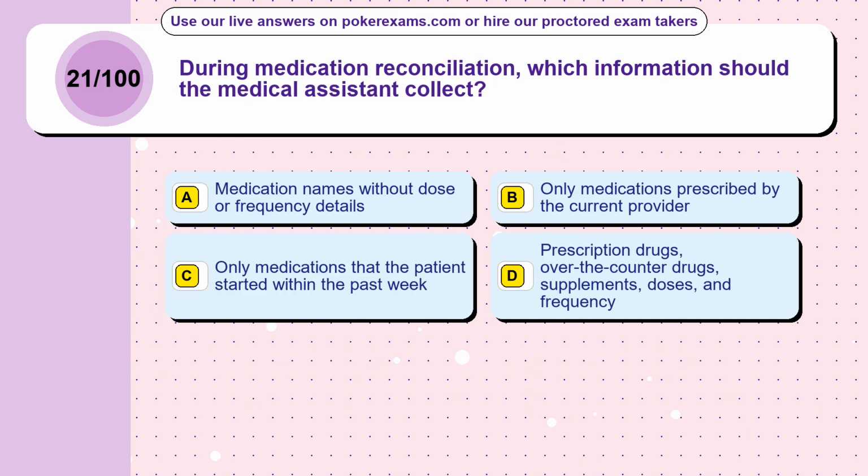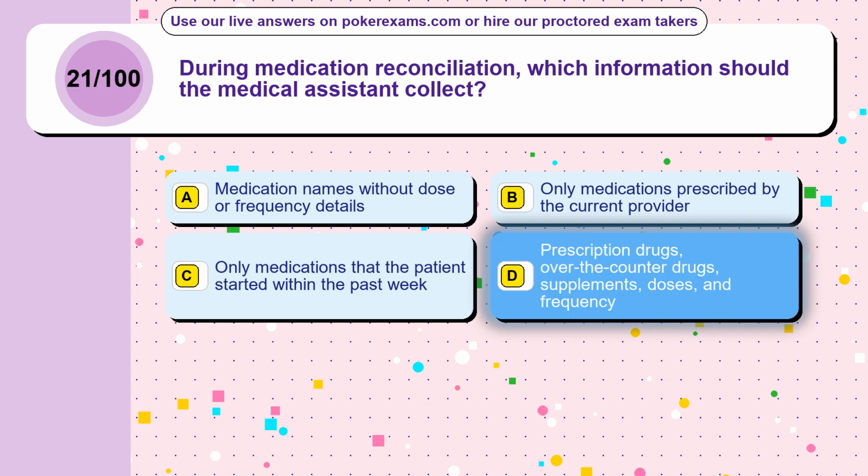Question 21. During medication reconciliation, which information should the medical assistant collect? Option A. Medication names without dose or frequency details. Option B. Only medications prescribed by the current provider. Option C. Only medications that the patient started within the past week. Option D. Prescription drugs, over-the-counter drugs, supplements, doses, and frequency. The correct answer is option D, prescription drugs, over-the-counter drugs, supplements, doses, and frequency.